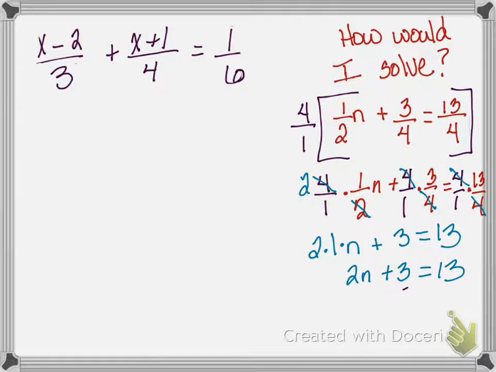And I know how to solve that. When we multiply everything by my least common denominator, that's what we get. We get rid of that denominator. And that's what we want. We want to get rid of them. Okay? So, I'm going to finish solving this. I subtract 3 from both sides. I end up with 2n equals 10. So what's n? 5. Okay?